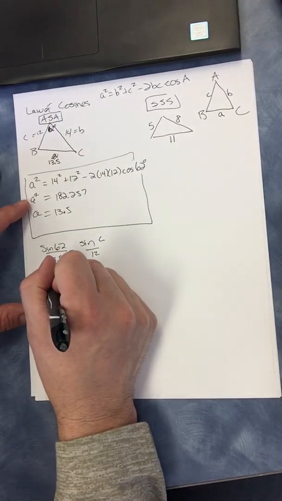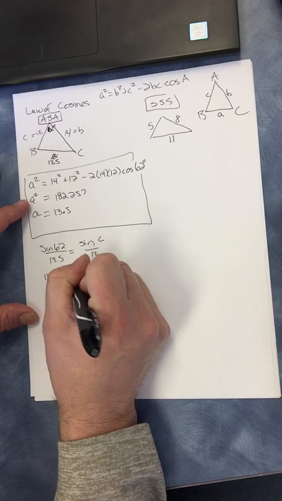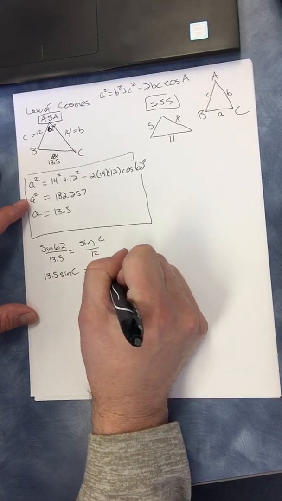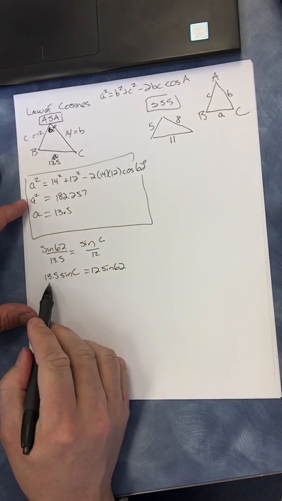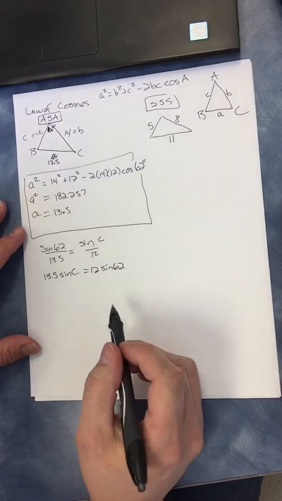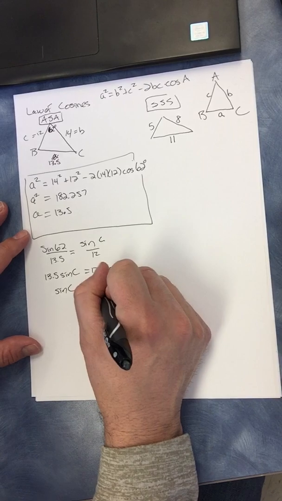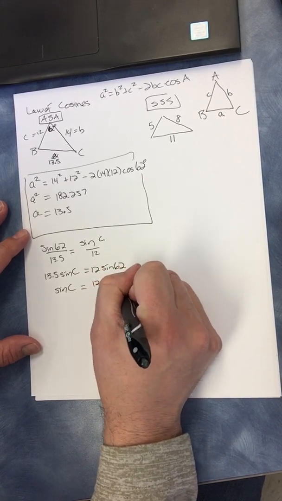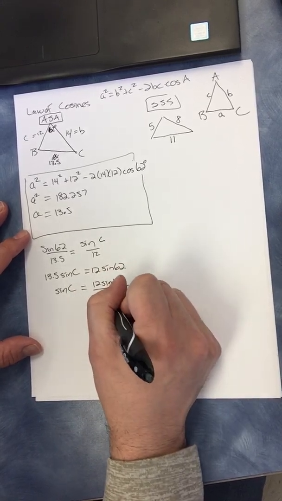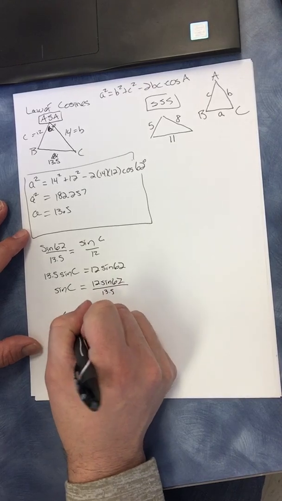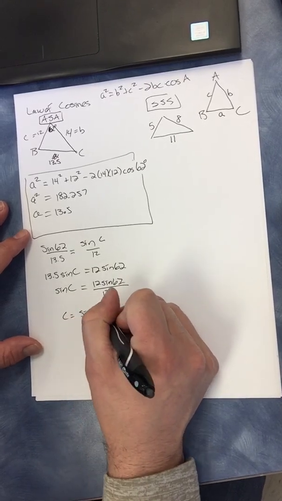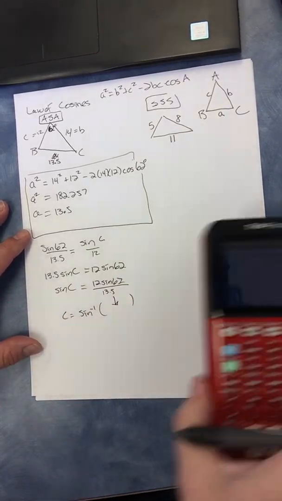And then I cross multiply, I get 13.5 times the sine of angle C is equal to 12 times the sine of 62. I've been skipping this step in the notes, but just in case that's throwing you, then I'm going to divide. I get the sine of C is equal to 12 times the sine of 62 divided by 13.5. And so C will be the inverse sine of that hot mess right there.